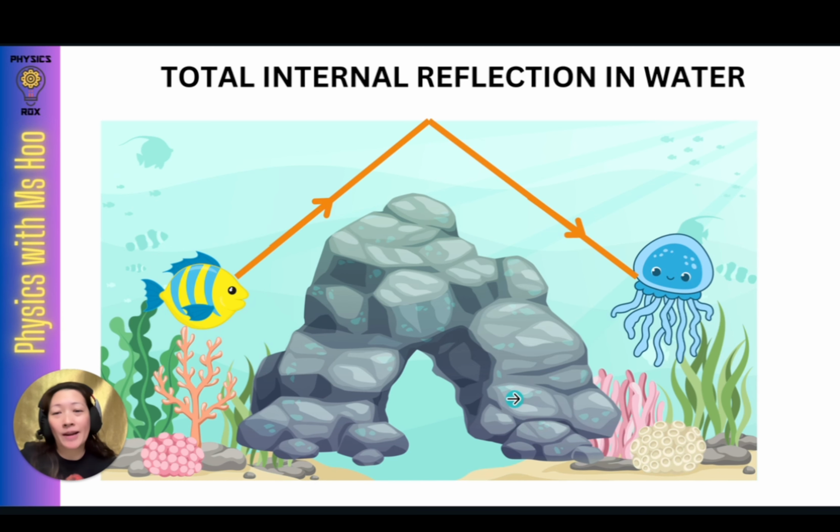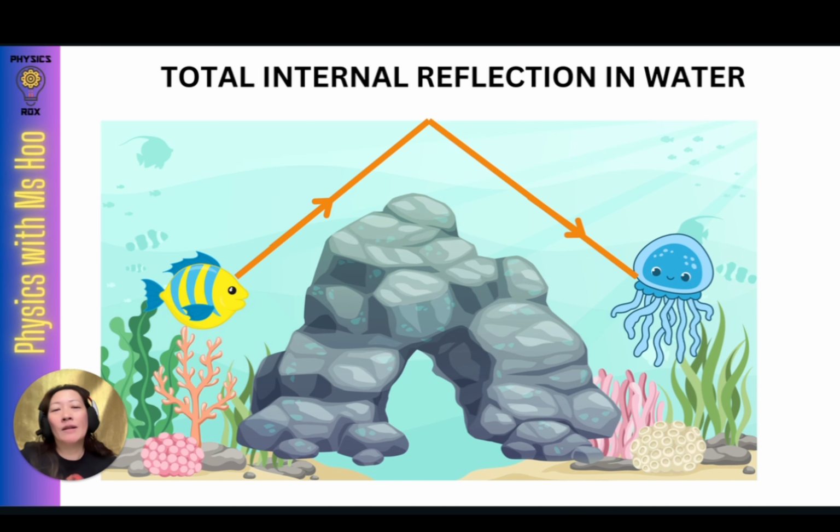So the light rays, instead of traveling straight, can actually reflect off the surface of the water due to total internal reflection, enabling these two underwater creatures to be able to see each other. So if you were a swimmer underwater, if you could actually look up, you can also see other objects behind a rock due to total internal reflection.